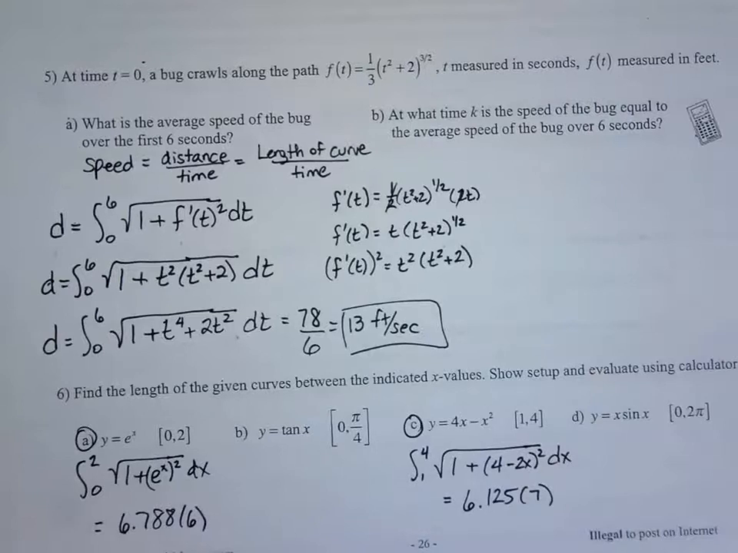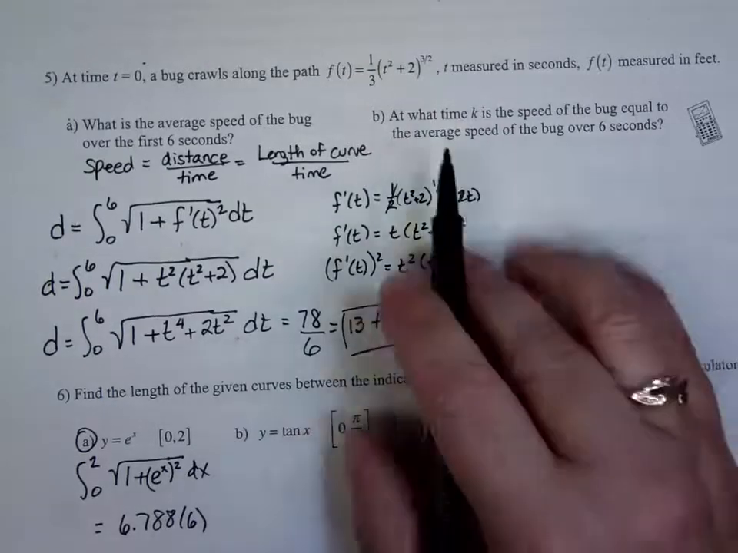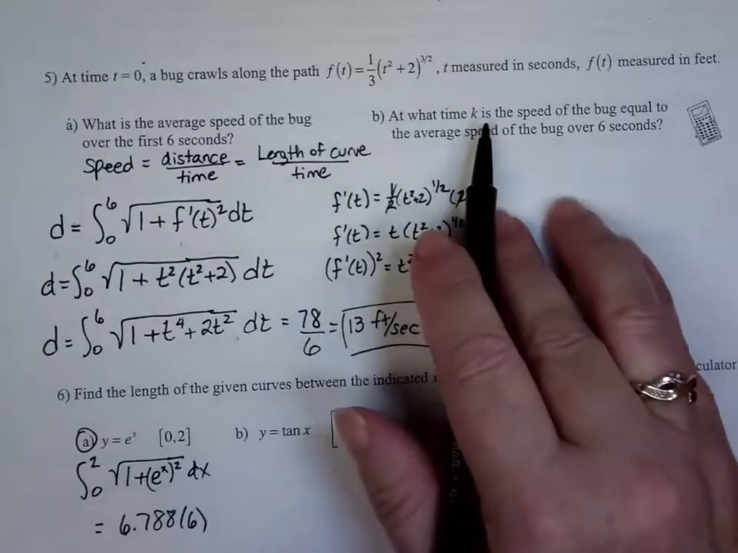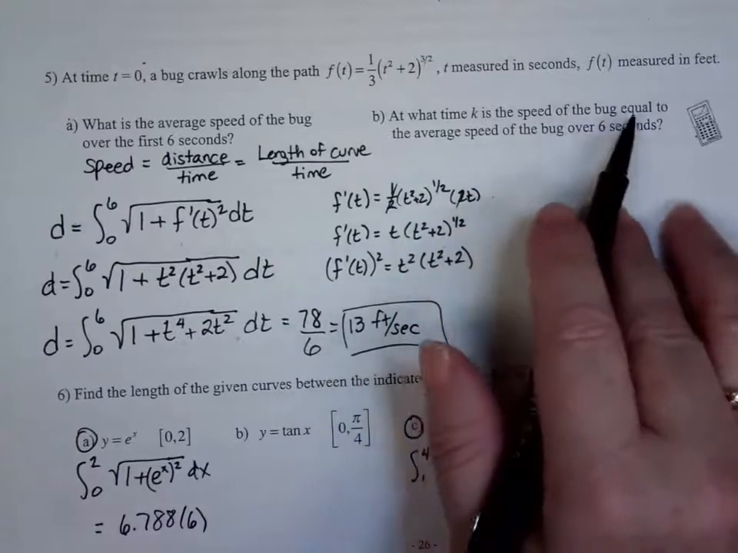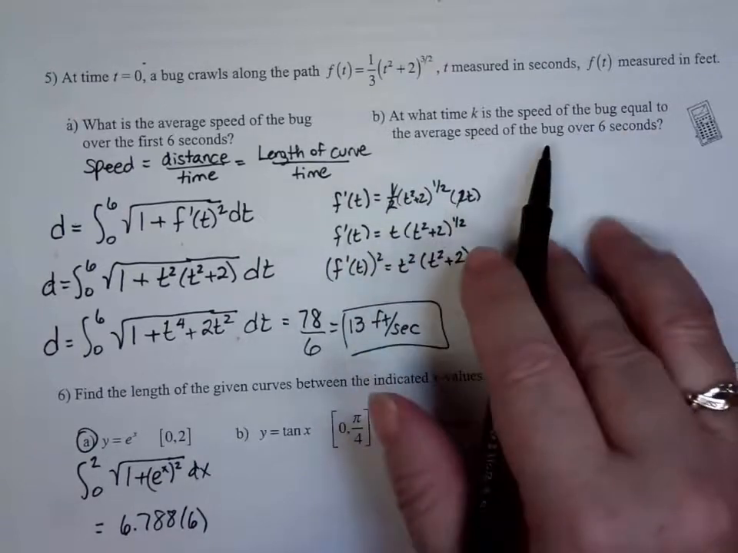Okay? Questions on that one? Anybody? Okay. Here we do the next one. It says, at what time k is the speed of the bug equal to the average speed over 6 seconds?